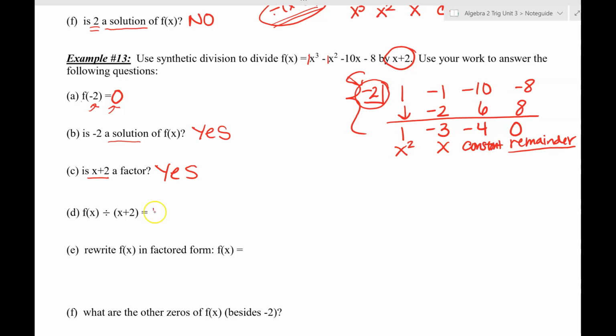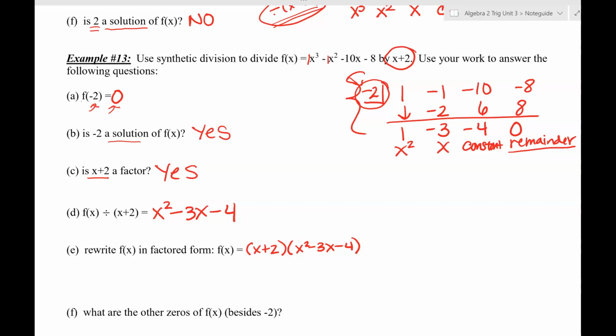So we would have 1x squared, or x squared, minus 3x minus 4. No remainder, since it is a factor. Now it's asking us to rewrite f of x in factored form. So here's what you know. You know that x plus 2 is a factor. What was left after you divided by x plus 2 was x squared minus 3x minus 4. So we know that those two things multiplied back together would get us back our original polynomial. So this is one way to factor it.